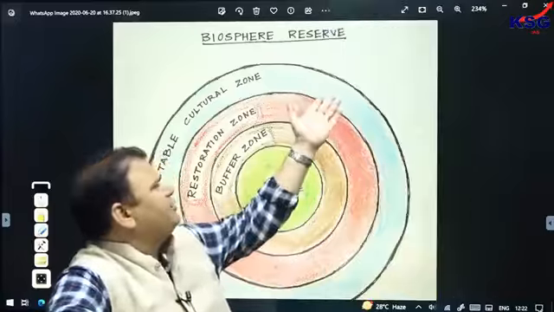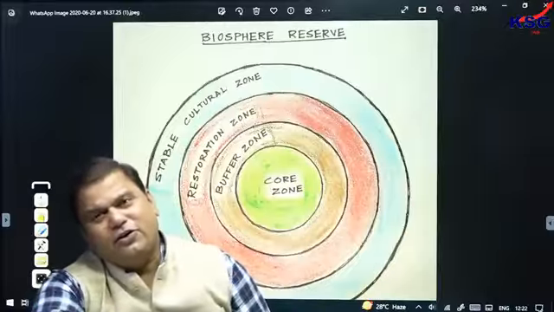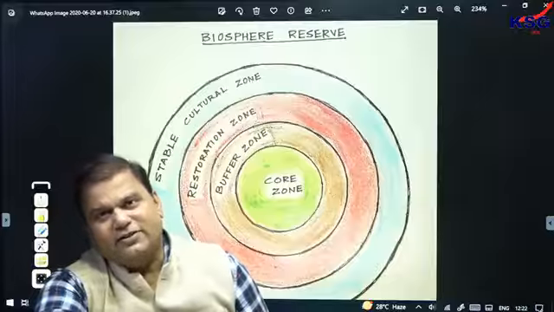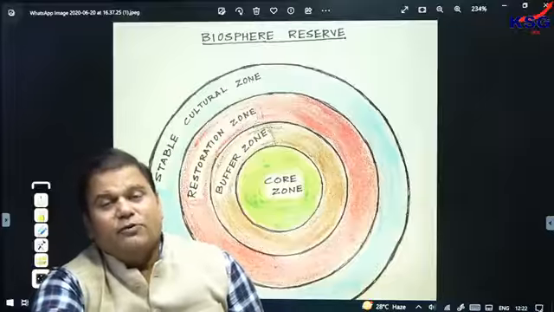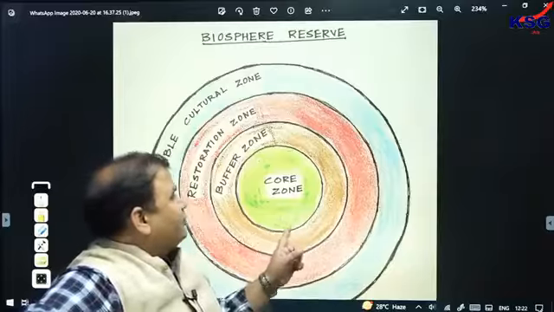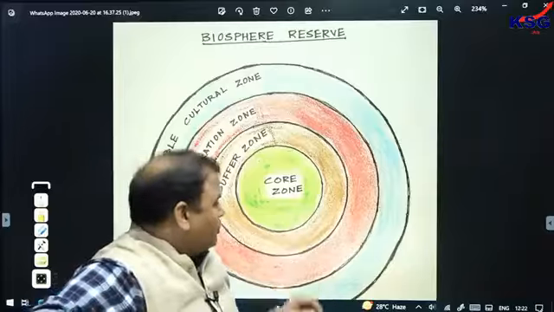Now, stable cultural zone, nothing to learn, because this reflects the cultural diversity of the Biosphere Reserve. Right now, there are 4 zones in Biosphere Reserves. First, core zone.